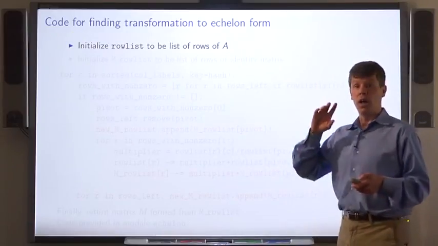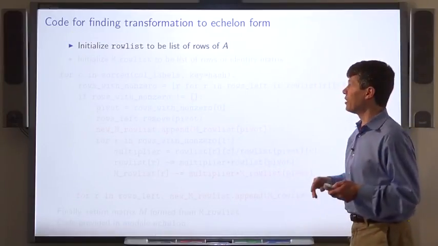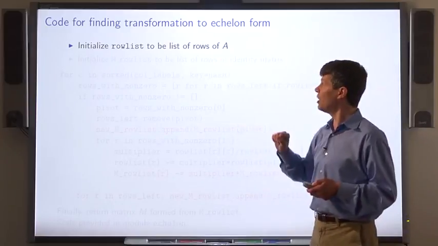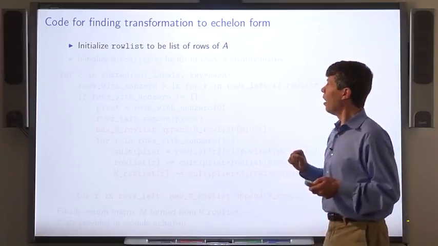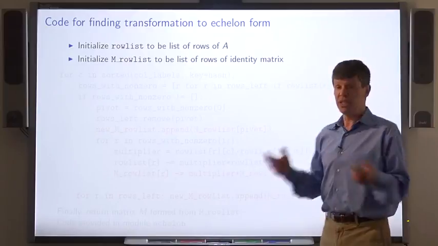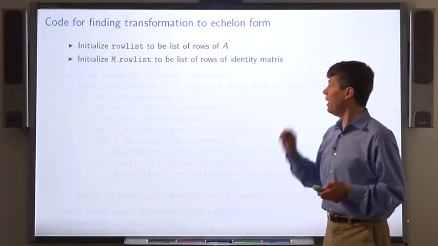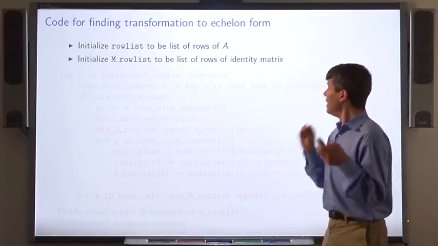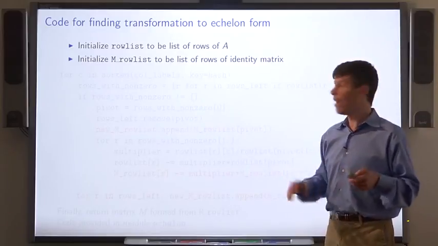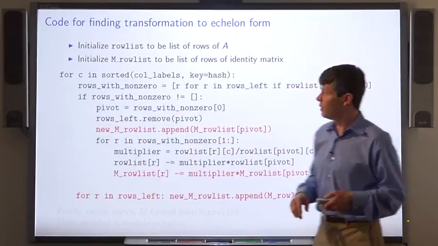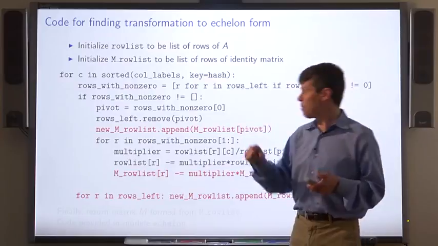Now I'll give you the code for carrying out that process. As before, we initialize row list to be the list of rows of A, and we initialize M row list to be the list of rows of the identity matrix. Then we carry out the iteration. Here are the differences from the previous code.